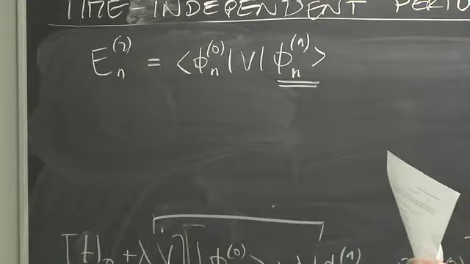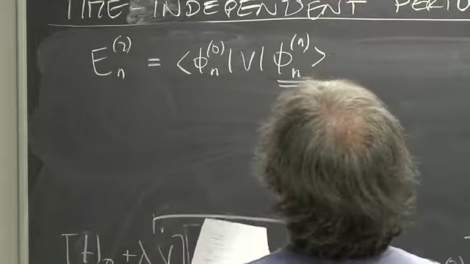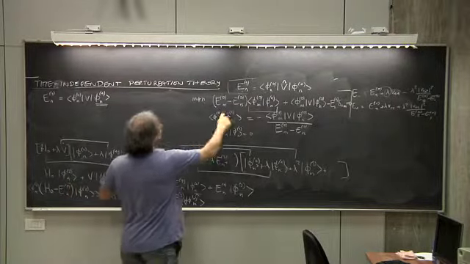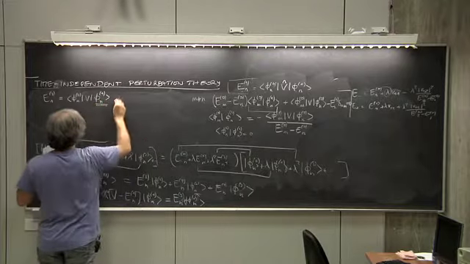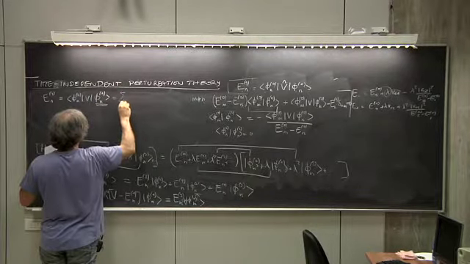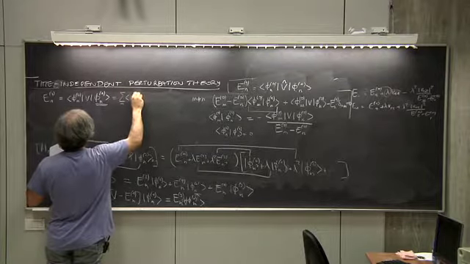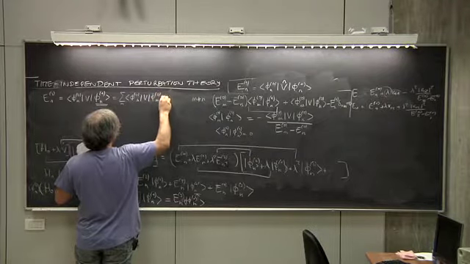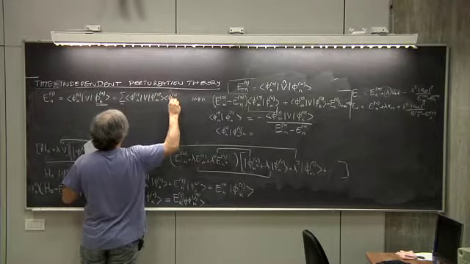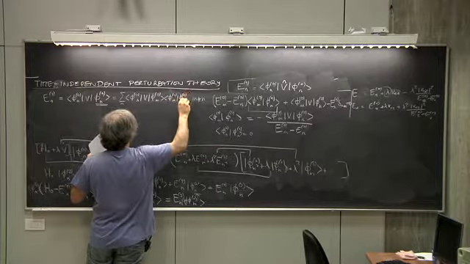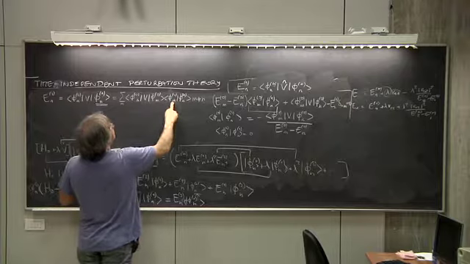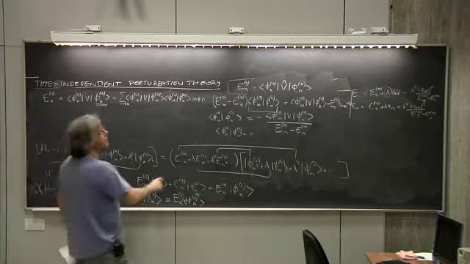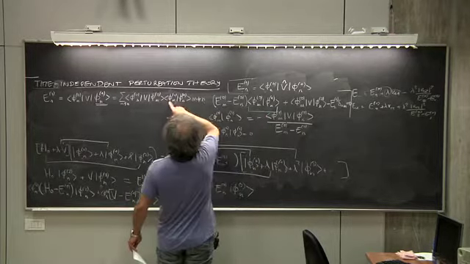This is essentially the sum over m, you see. I can insert here a sum over m. So this is phi 0n V phi 0m phi 0m phi 1n, okay? And I know that this has only m different from n contributions, okay? And now I copy this result here, and I put it there.